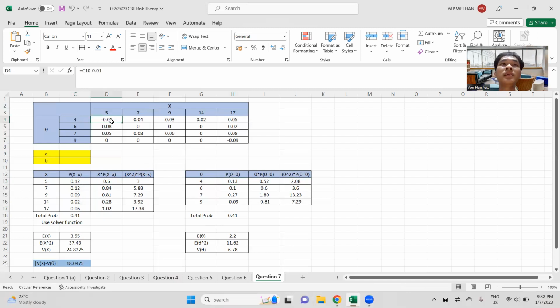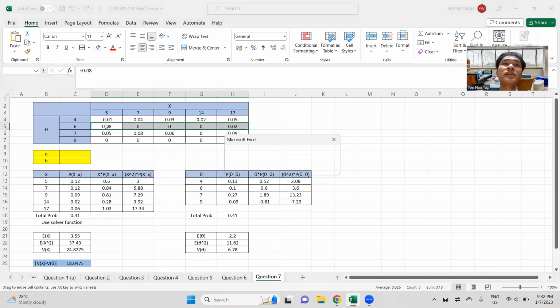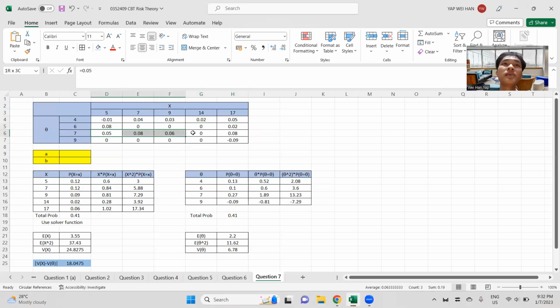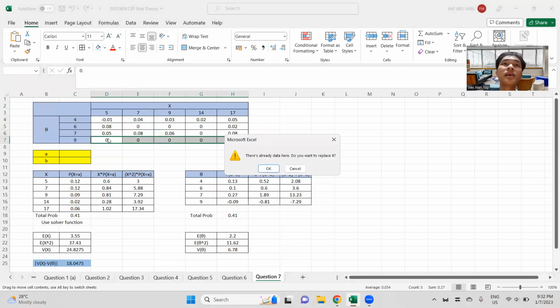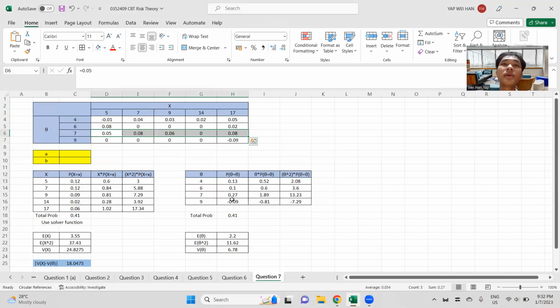We take all the probability, which is this whole row right here. This one is for theta equals to 4. As for theta equals to 6, it's the same thing, just take everything. Theta equals to 7, take everything. Theta equals to 9, take everything. So you have all this information here.